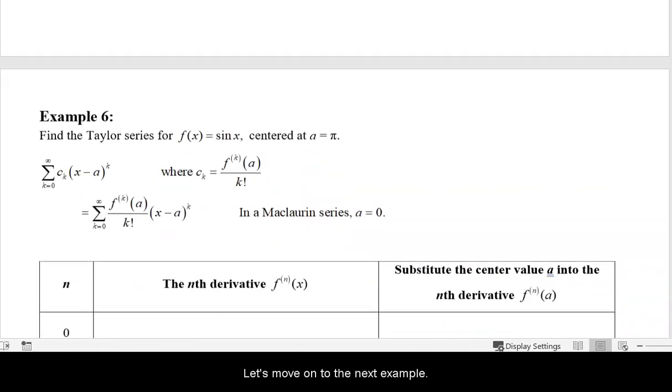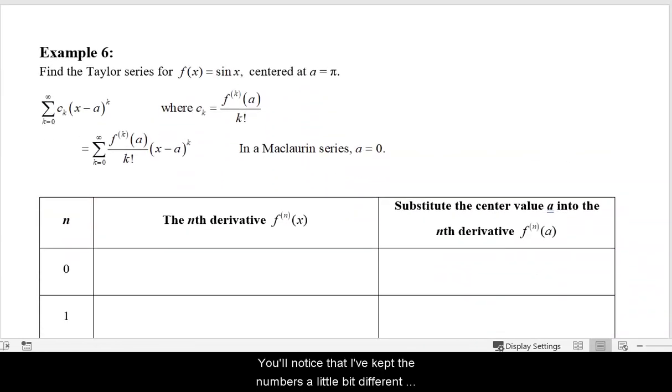Let's move on to the next example. You'll notice that I've kept the numbers a little bit different, as if all of the videos were one video. But again, because this information is so important and so vital that you understand it, I did break it up into multiple videos. Let's now find the Taylor series for sine of x, the same one we did before, but this time we're going to center it at pi.